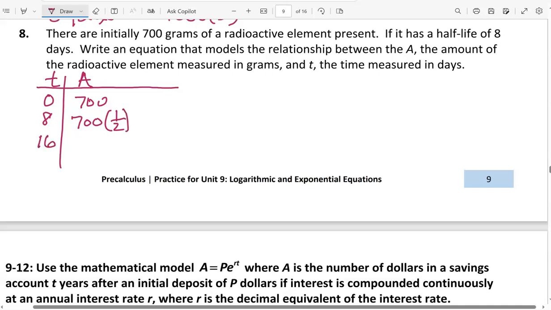After another 8 days, so after 16 days, that amount is cut in half, so 1/2 will be raised to the second power. After 24 days, that amount is cut in half, so 1/2 raised to the third power.